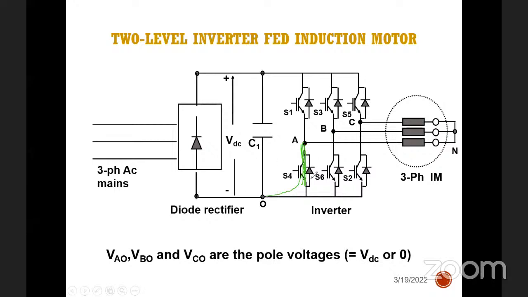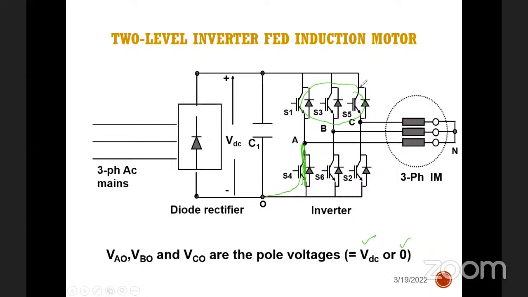So that we are going to get a zero voltage. There are six switches: S1, S2, S3, S4, S5, S6. Out of these, if the upper switches are turned on, the corresponding pole voltage is VDC. If the lower switches are turned on, the corresponding pole voltage is zero.